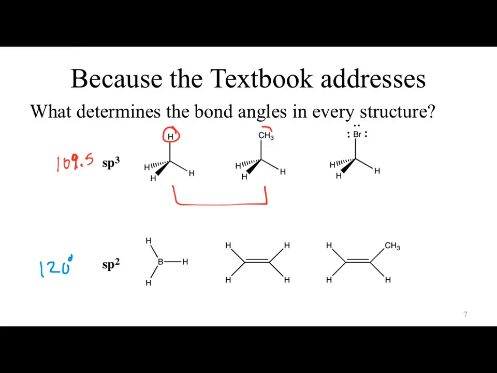Hydrogen versus CH3. We're changing the size and electronegativity. Electronegativity can have an effect, but size is going to become more important. What's the difference between hydrogen and CH3 as far as size goes? CH3 is bigger, which means it has more electrons. What do those more electrons want? More space. So what happens to that bonding?